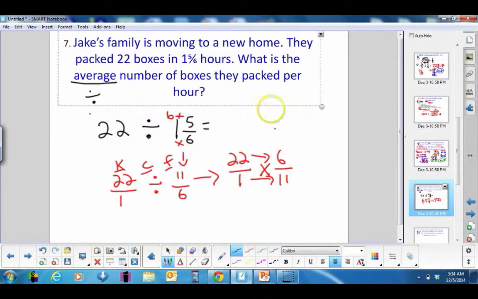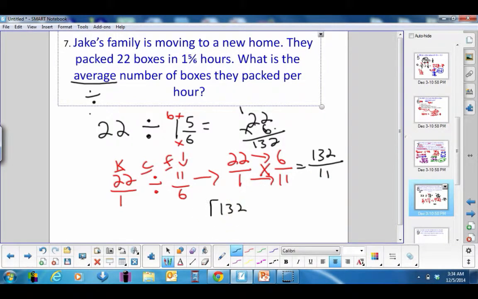Well, there's another way I could do it too. I'll show you at the end. 22 times 6. Okay, and 2 times 6 is 12. Carry the 1. 2 times 6 is 12 plus 1 is 13. So it looks like on top I have 132. Okay, 1 times 11 is 11. Now it looks like I have 132 divided by 11.